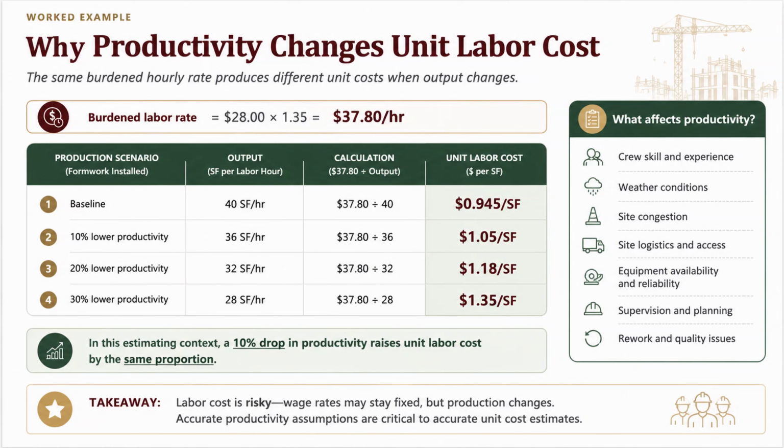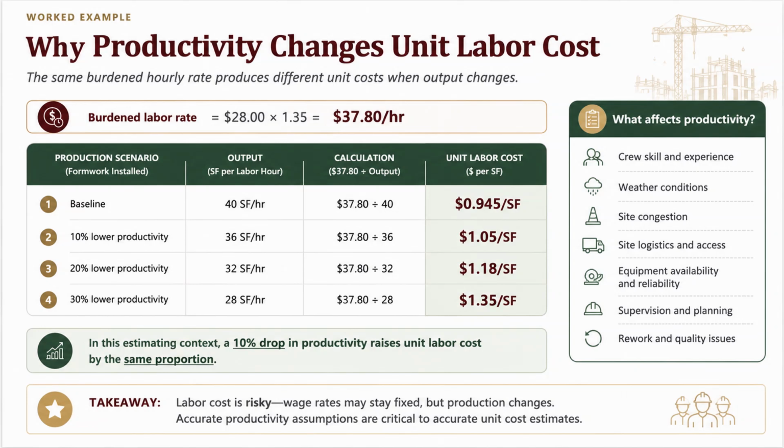Phone/miscellaneous, 15 cents. Add the burden column. 2.14 plus 0.28 plus 2.10 plus 3.00 plus 0.84 plus 1.68 plus 0.25 plus 0.56 plus 0.15 equals $11 an hour of burden. Fully burdened rate, $28 plus $11 equals $39 per hour. Burden percentage, 11 over 28, about 39%.